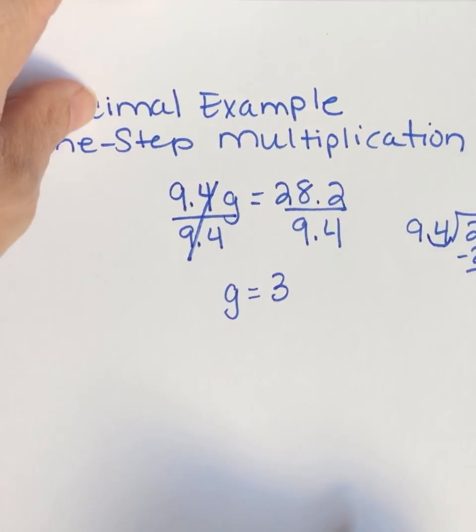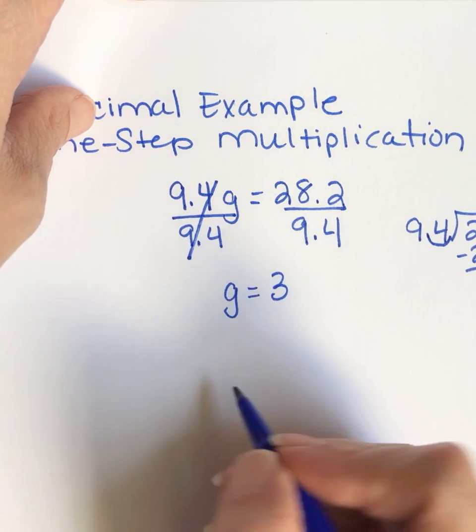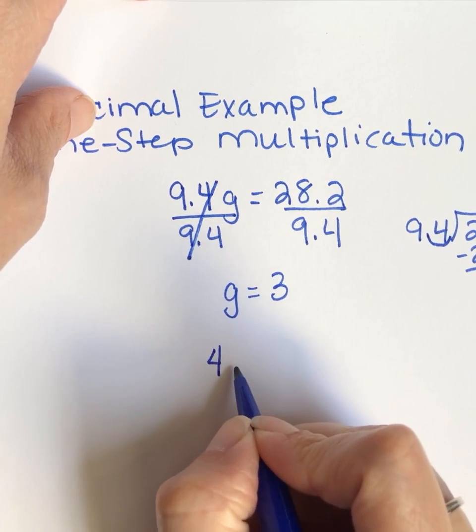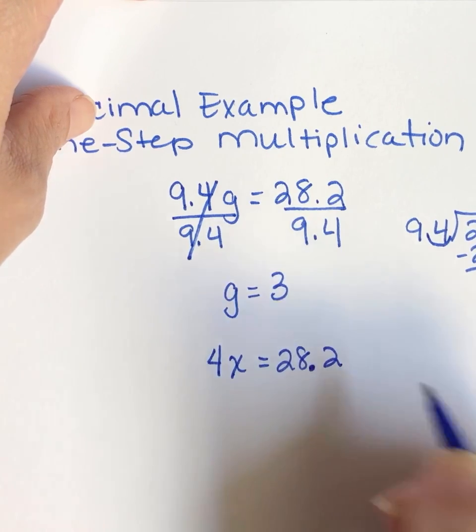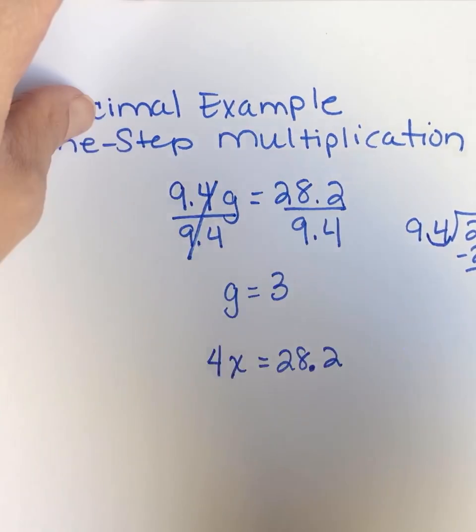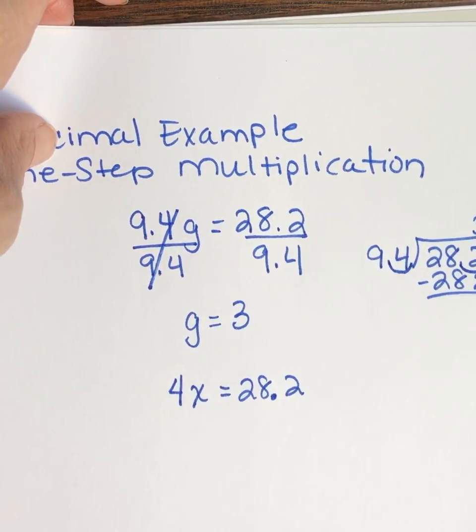If you had another one where there is not a decimal on the outside, so say, I'm just going to make one up real quick. Say it's 4 times x equals 28.2. Then whenever I go to divide that, I would not have to move the decimal point on an outside number, because it would just be a 4. Okay?